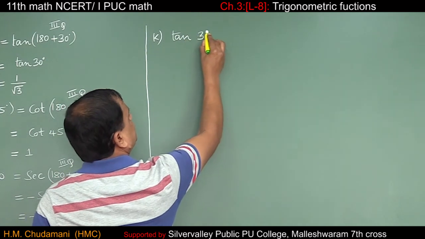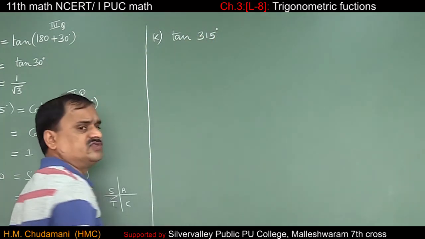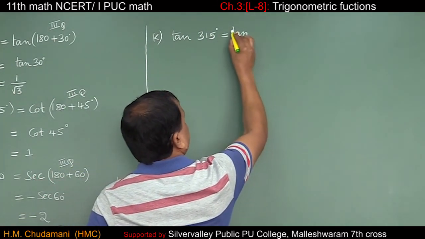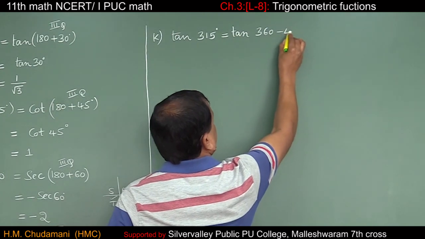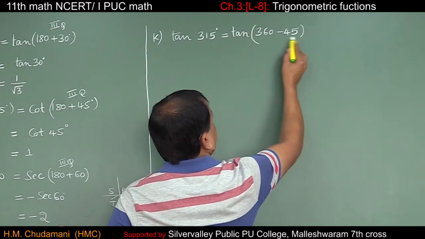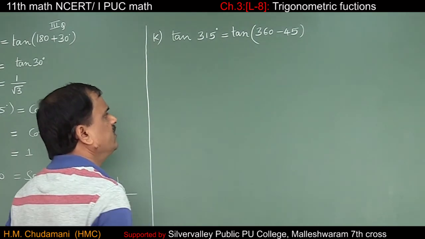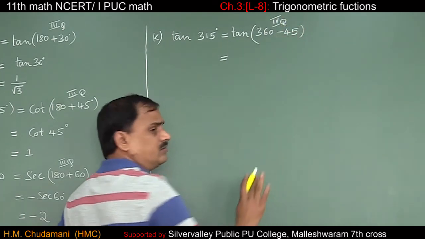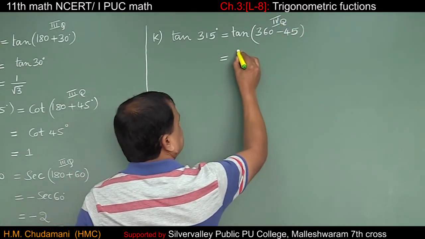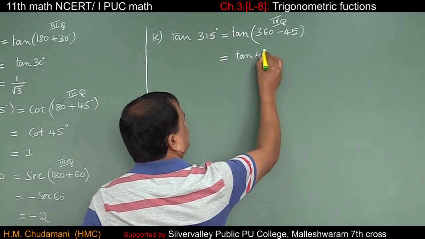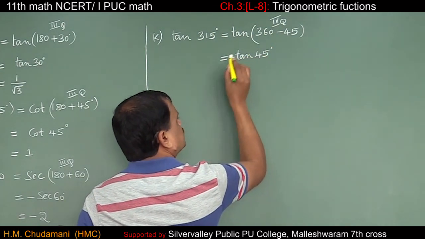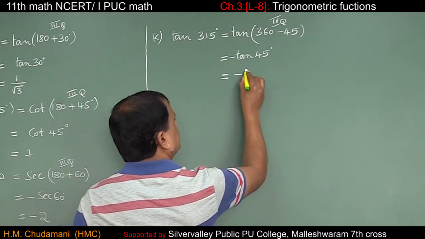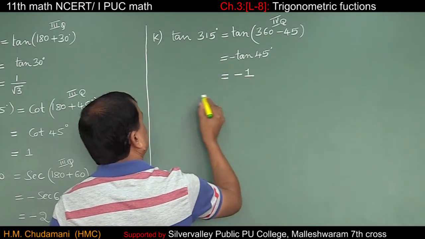Tan 315. This can be written as 360 minus 45. Okay, so fourth quadrant again. With 360, the trigonometric function remains the same. That's why tan 45 degree with the negative sign. So in the fourth quadrant tan is negative. Tan 45 degree is 1. So tan 315 should be minus 1.